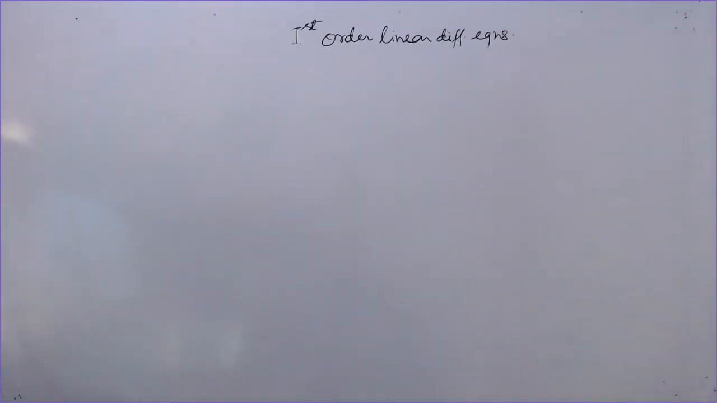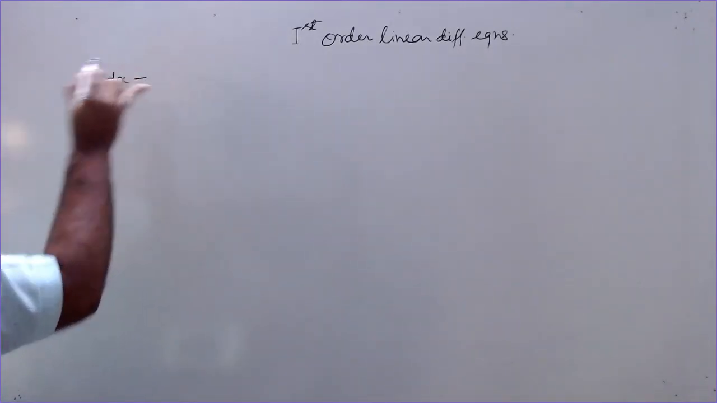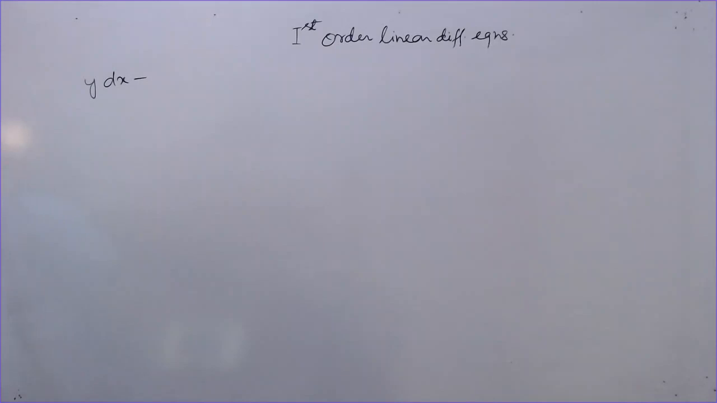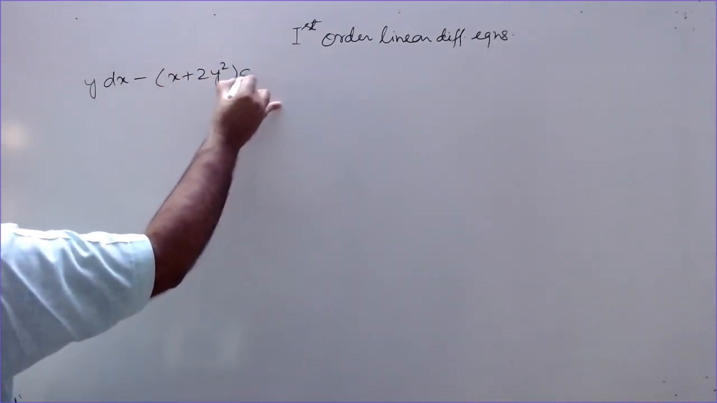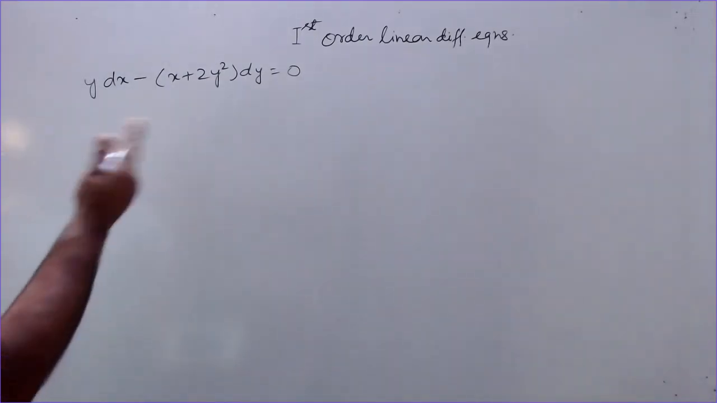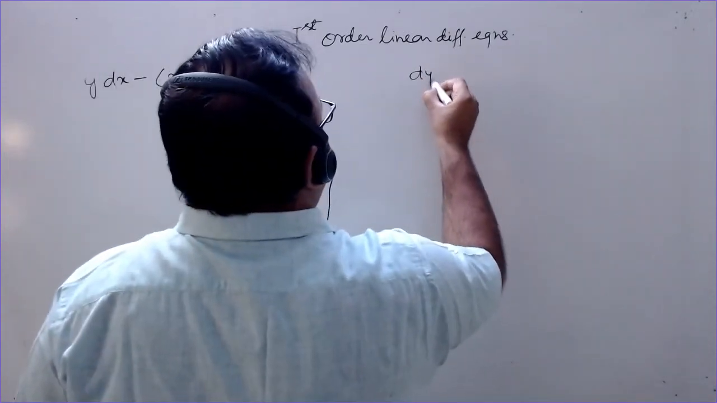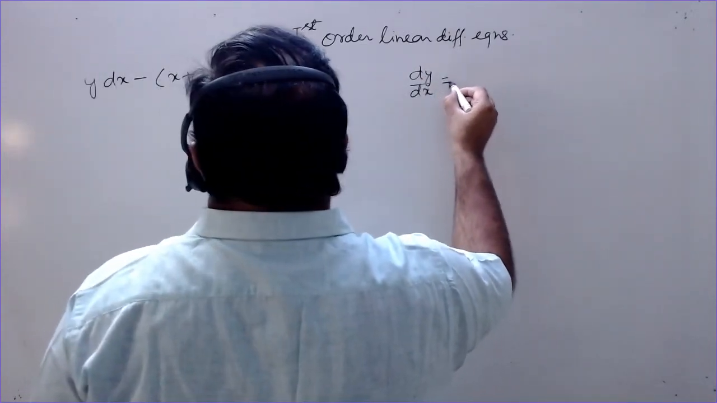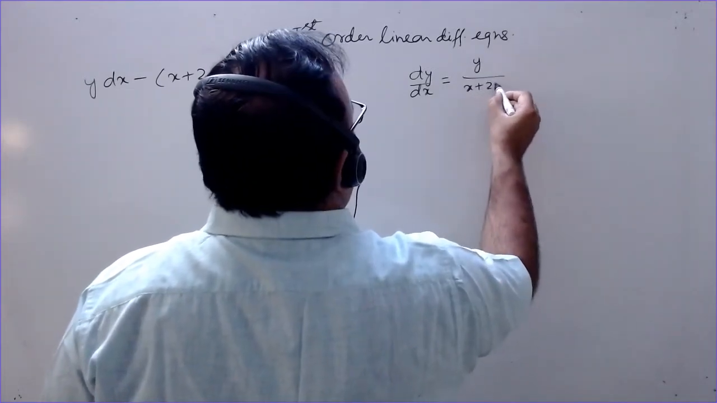The next question is y dx minus (x plus 2y square) dy equal to 0. So if you write this equation in the form of dy by dx, you will get dy by dx is equal to y upon (x plus 2y square).